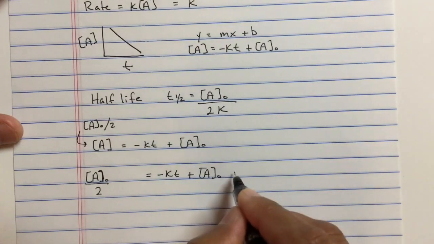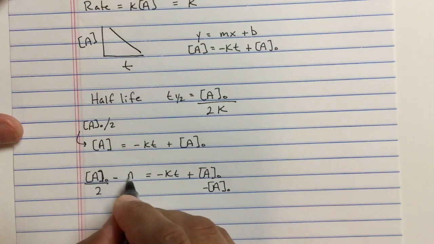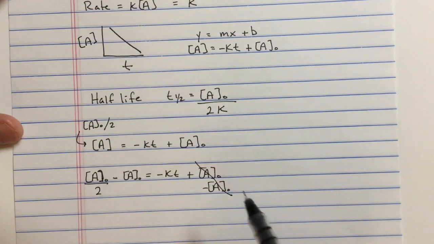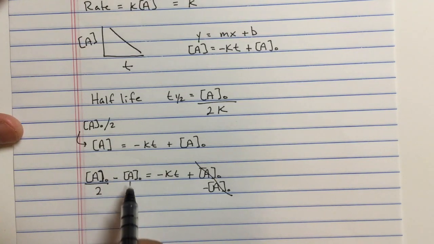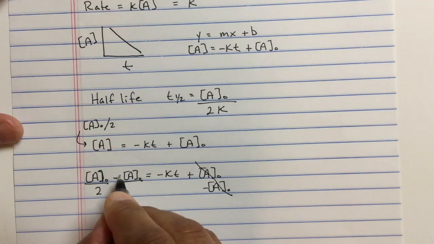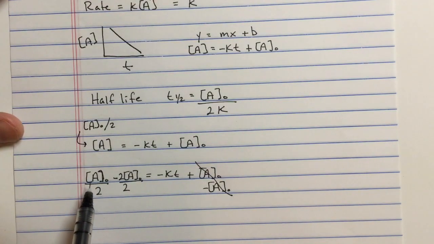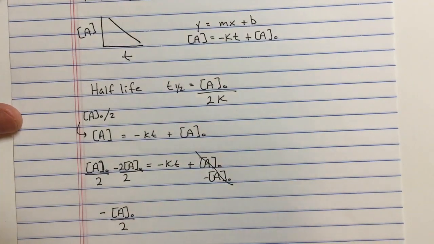If I subtract the initial concentration from both sides, of course this cancels. This is initial concentration over 2. This is initial concentration. So just to look at the fractions here, this is a 2 over 2. That's the same thing as 1. And so pretty simple here. 1/2 minus 2 over 2, well, this just becomes negative 1/2, is equal to negative kt.